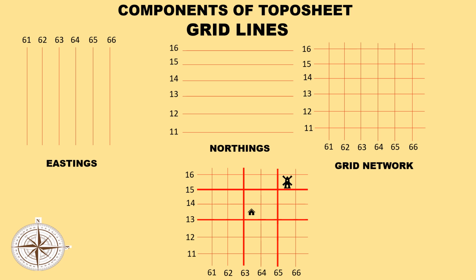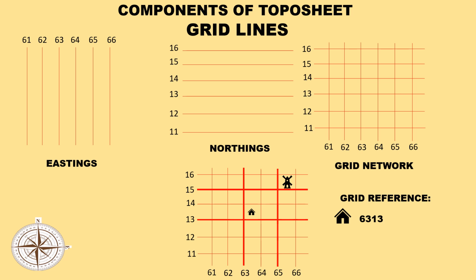Now, if we need to find the four-figure grid reference of the hut, what would it be? It would be 6313. Yes, in case of finding the four-figure grid reference, we first write the correct eastings and then we write the correct northings.